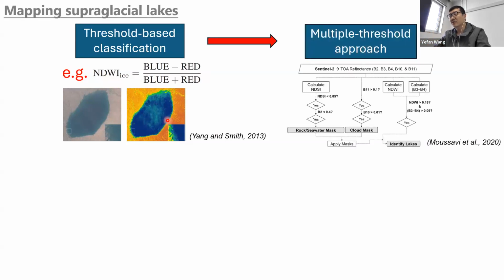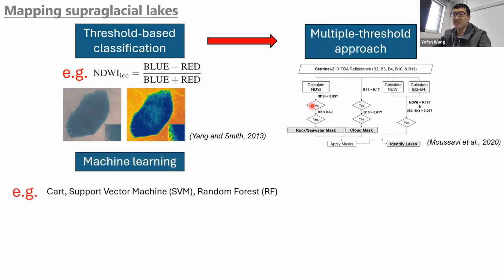And after that, to get more accurate results, researchers use a multi-threshold approach. In other words, they consider more data bands to extract these lakes. And with the development of computer science, machine learning methods are also taken into the research of mapping supraglacial lakes. For example, using CART or SVM and random forest and many other machine learning methods to do it.